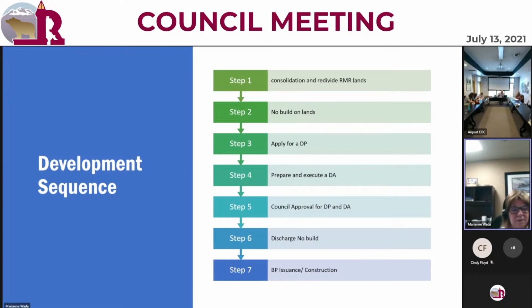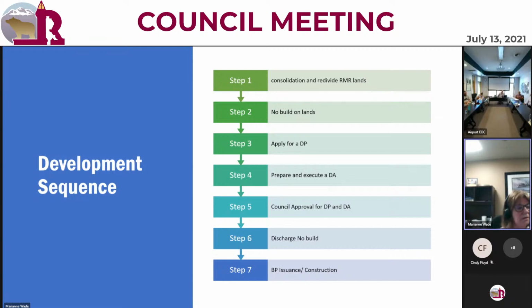There's a no build put on the lands. Then they apply for a DP for their lands. They prepare and execute a development agreement. It comes to council for approval, for the DA to have a resolution for the mayor and the CAO to sign it. And then after we get that, we discharge the no build and we go into BP issuance and construction.